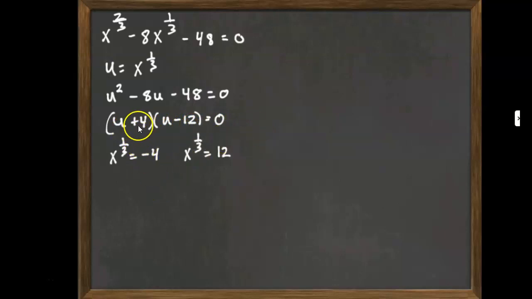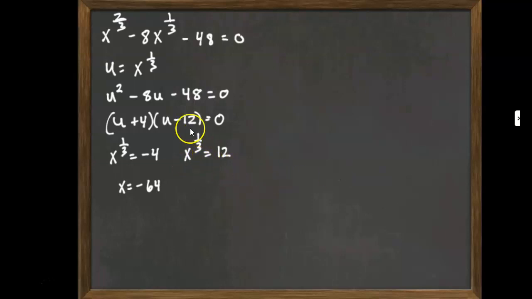Now instead of u equals negative 4, I'm going to replace the u again with what it was. x to the 1/3 equals negative 4. x to the 1/3 equals 12. And since this is an x to the 1/3, we can solve this by raising both sides to the third power. If you take negative 4 to the third, it would be negative 4 times itself 3 times. We would get one answer of negative 64.